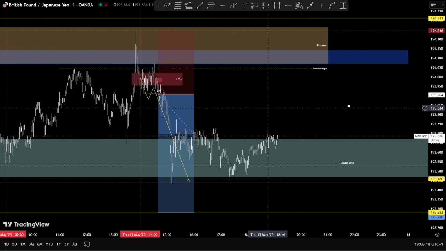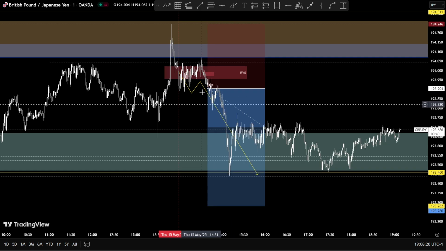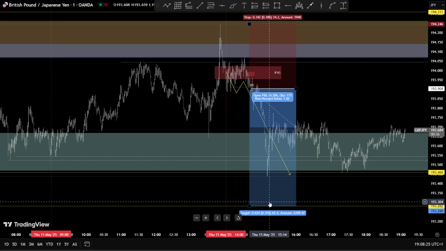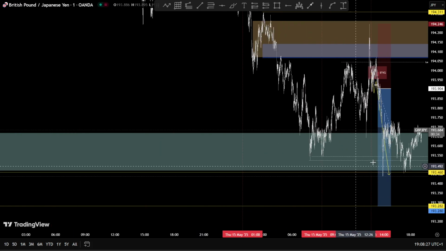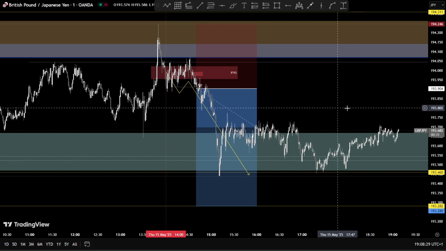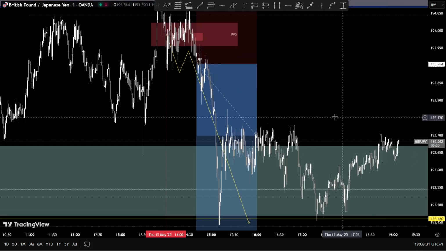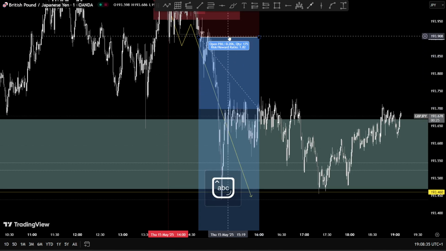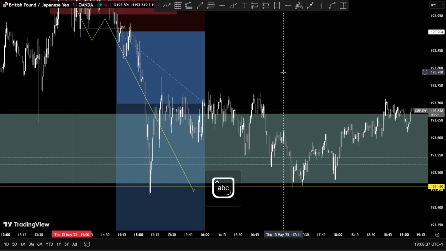But then price kept consolidating for a bit, and it almost hit my TP. It hit this hourly low, but I just did not close the trade. I kept waiting. The price started reversing. I put my stop loss at break even to be safe on the trade.